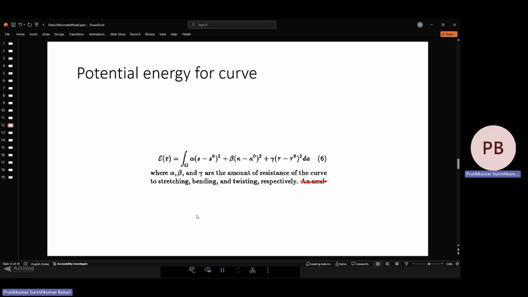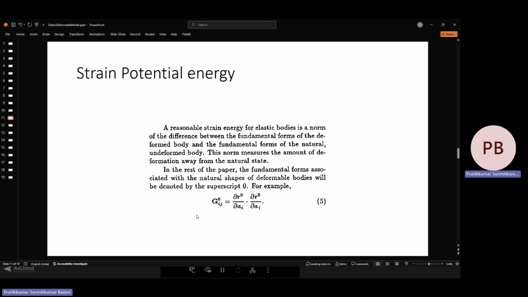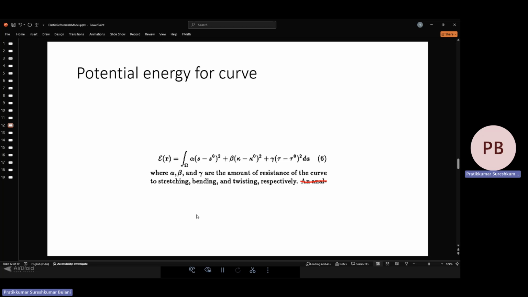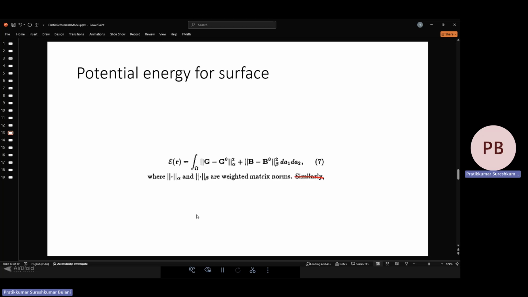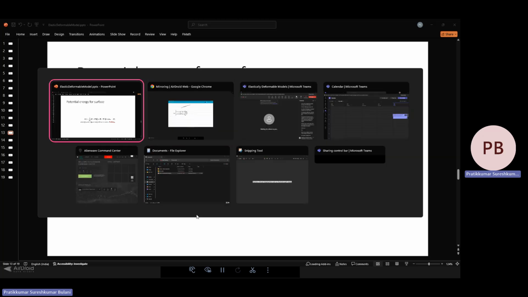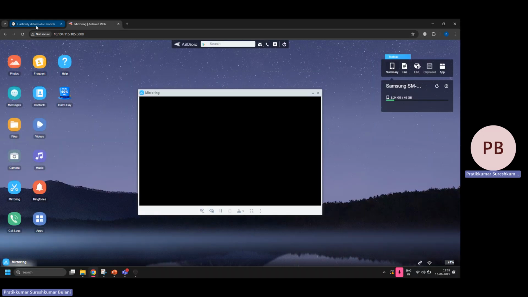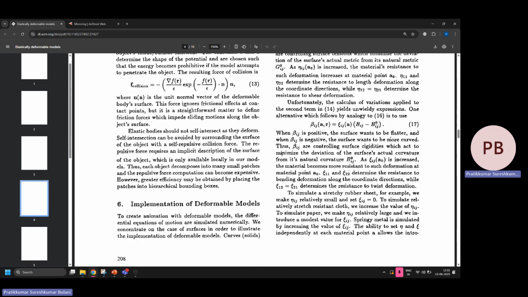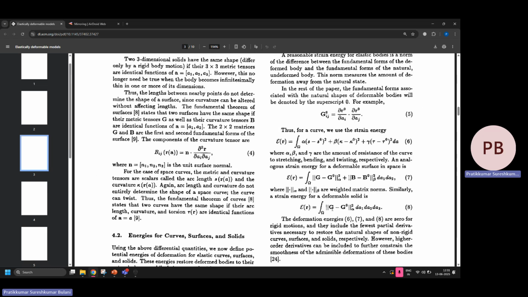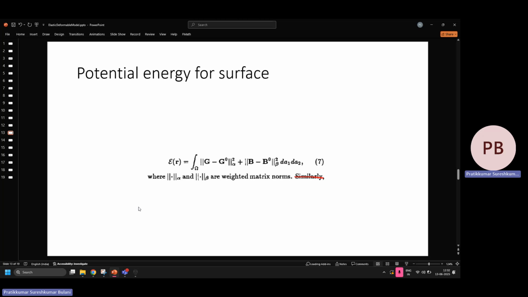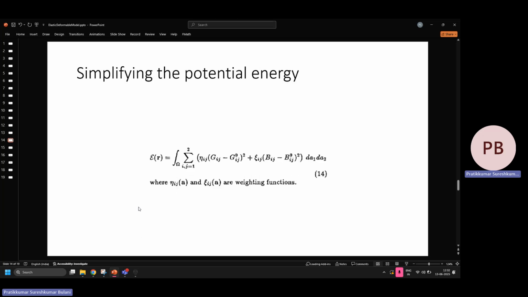Now where is it for the curved surface? I guess I missed it for the solids. Let me go back to my PDF. So yeah, this is the potential energy for the solid. I missed it somehow. Sorry for that. Let's proceed.